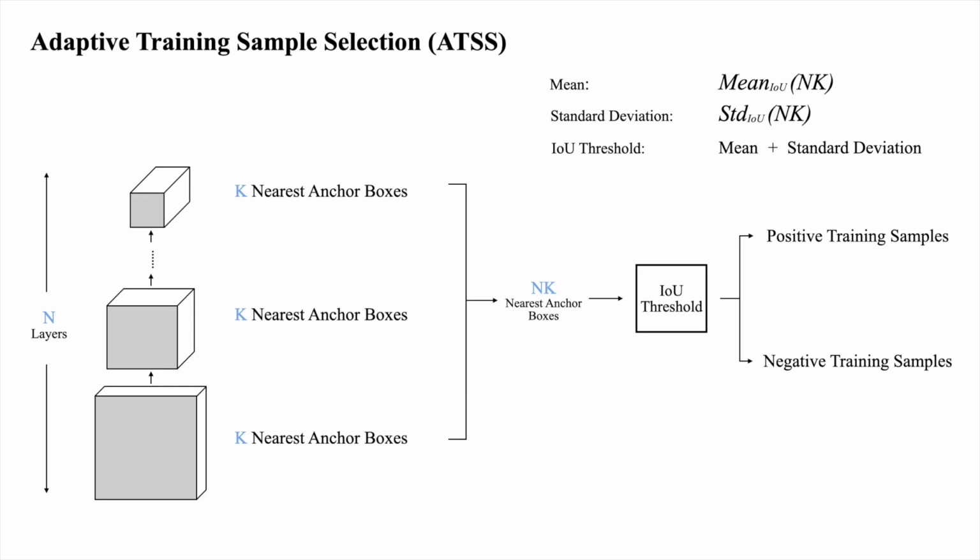In the paper, the authors also considered one more constraint in defining the positive samples. If an anchor box's center is outside the ground truth bounding box, then it's a negative sample, regardless of its IOU value with the ground truth bounding box.